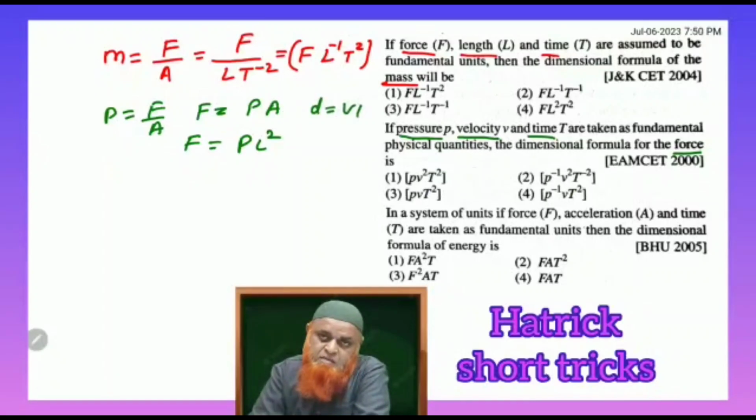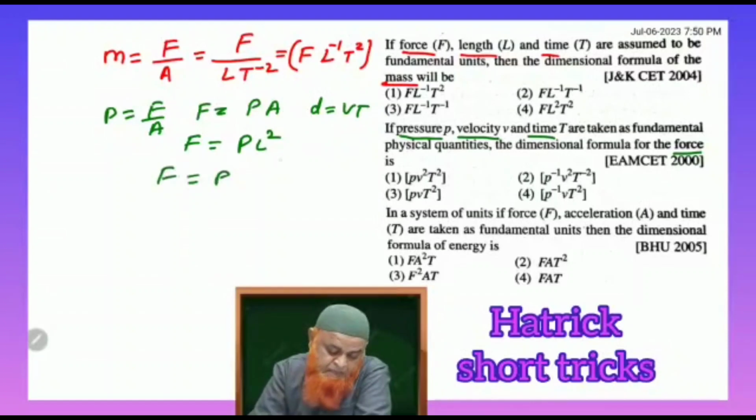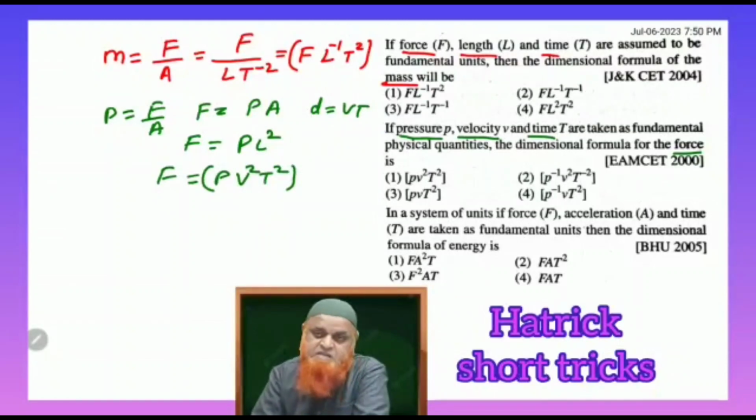You know, length is nothing but displacement. Displacement is equal to velocity into time. So here, instead of displacement d, we can take length. Length means you can substitute v into t here. So therefore, F is equal to pressure, and instead of L square, we write v square t square. Your formula is ready. Let us go for the third problem.